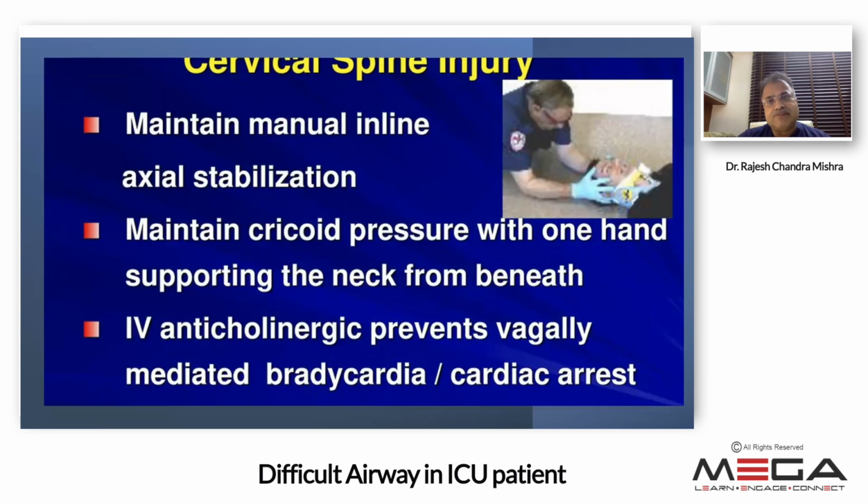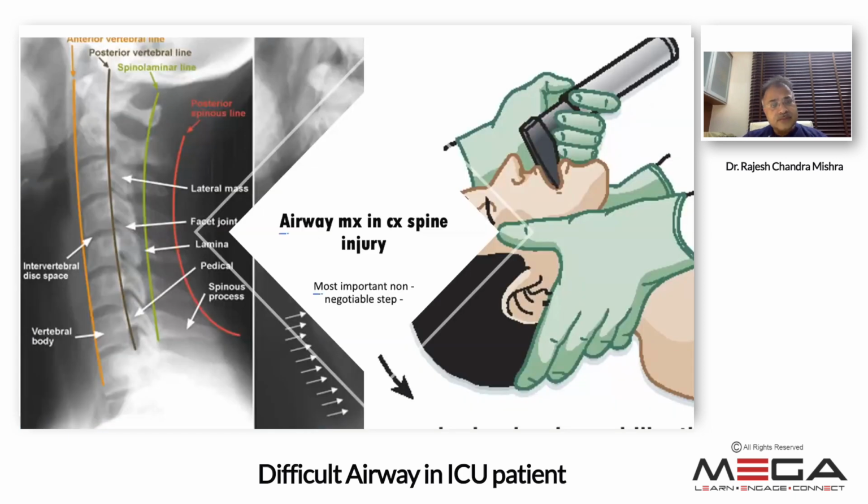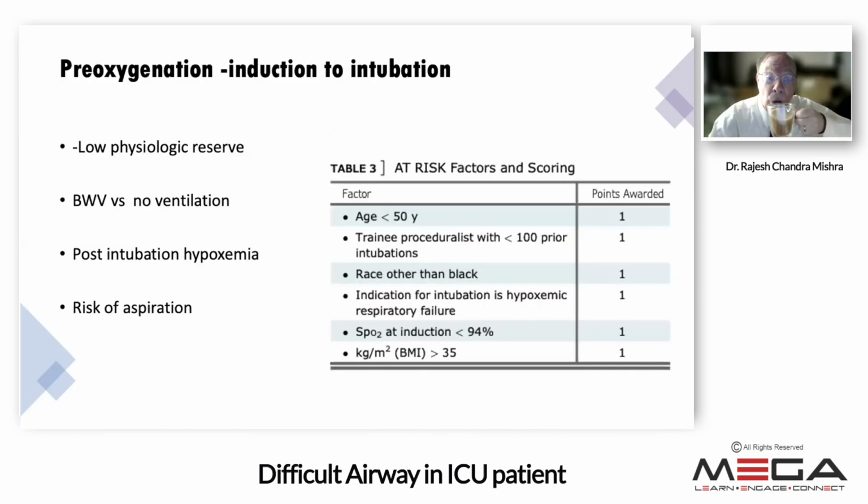If the patient has cervical spine injury, you need to maintain inline axial stabilization. Here, Sellick maneuver is needed to improve visualization of the cords and help intubation, as well as prevent aspiration. You also need to give an IV anticholinergic to prevent cardiac arrest due to vagal tone, because cardiac arrest during cervical spine injury is very common due to high vagal tone. So if you have a cervical spine injury, inline stabilization with intubation, preferably under direct laryngoscopy, is preferred; even a videolaryngoscope can be used.